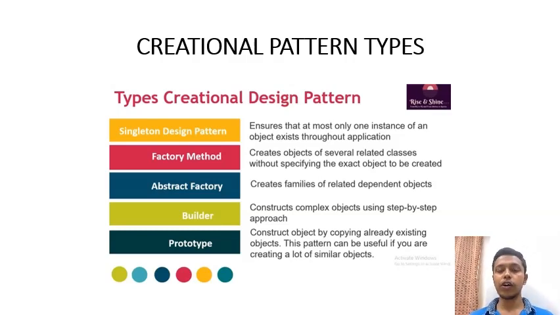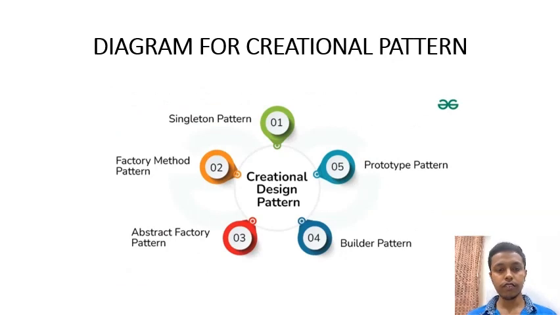Lastly, the prototype. As everyone knows, a prototype is simply a plan of something in a simpler form. It constructs objects by copying an already existing object. This pattern can be useful if you are creating a lot of similar objects. Prototype allows us to hide the complexity of making new instances from the client. The concept is to copy an existing object rather than creating a new instance from scratch, which may include costly operations. The existing object acts as a prototype and contains the state of the object. So the 5 types of creational patterns are: singleton, factory, abstract factory, builder, and prototype.